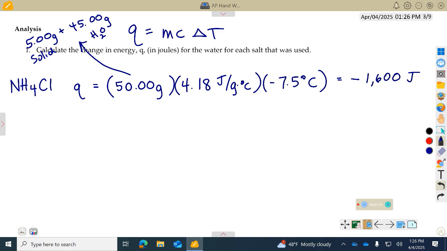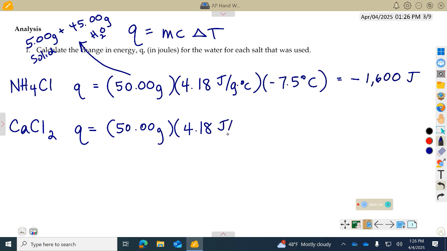Then I move on. Calcium chloride. Q equals same mass, 50 grams, same specific heat, 4.18 joules per gram degree Celsius, and my temperature change was a positive 9.8 degrees. Again, yours might be a little bit different, so feel free to pause this video at any time and plug in your numbers. 4.18 times 50 grams times 9.8 degree temperature change.